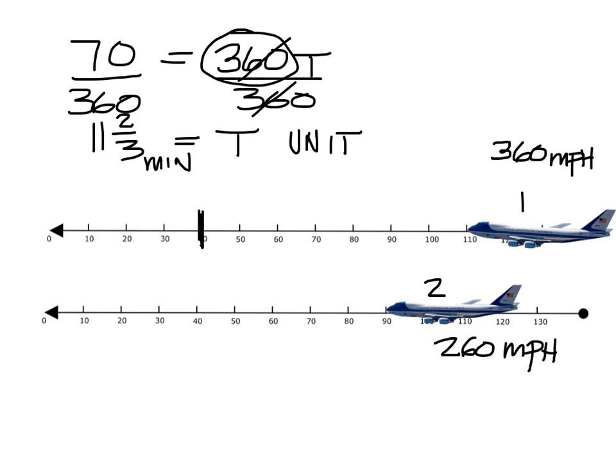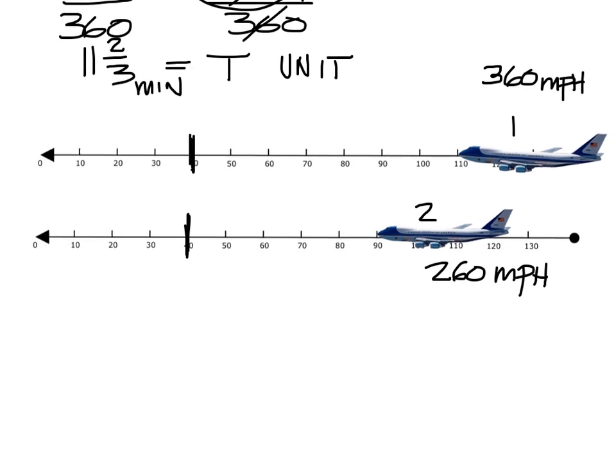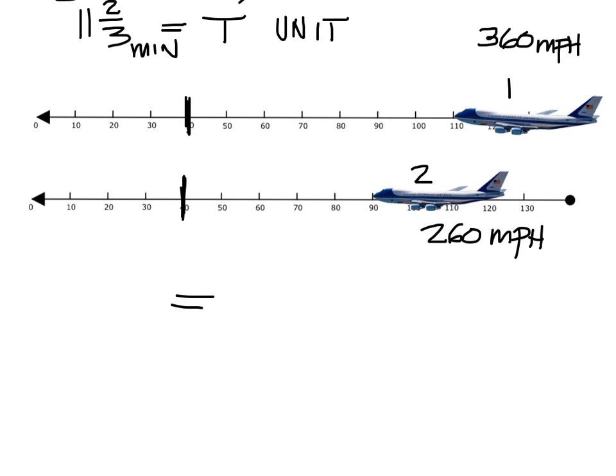Airplane number 2 is going 260 miles per hour. We want to see how long it's going to take it to get to that same point. What information do we know about airplane 2? Where does the 260 go? On the right. 260 miles per hour. How far is it going to travel? 90 miles. How far? 90. 90 miles. 50.